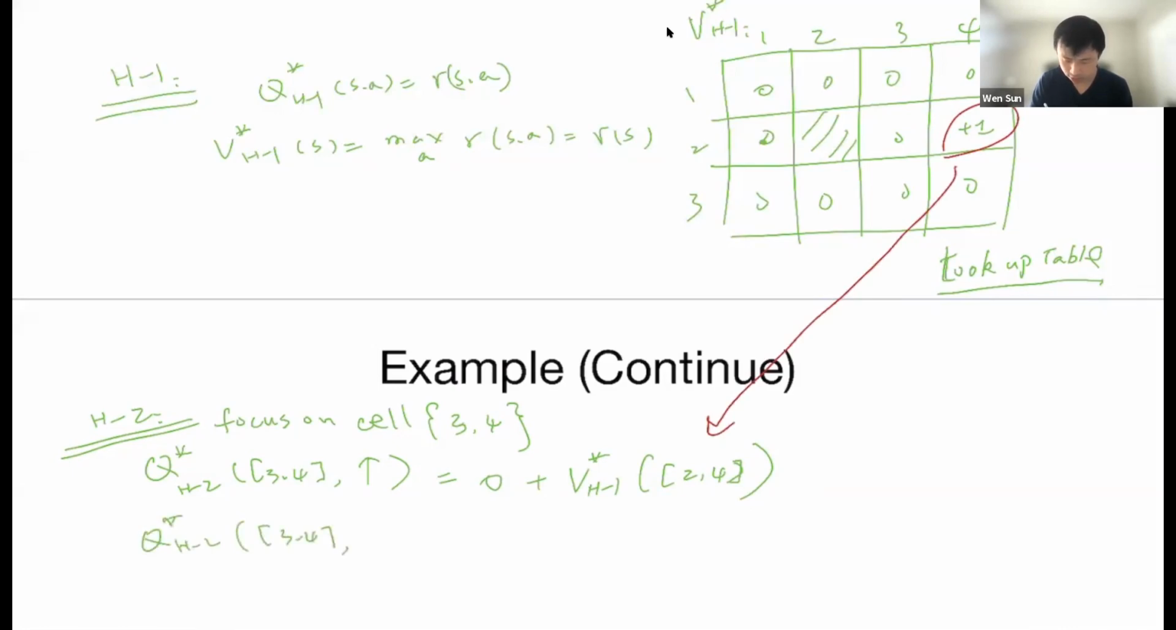So let's do the action that just does nothing. Remember, we have an action that can stay at the same cell. So this is again 0 plus V star H minus 1 of the same cell. And again, we just go to the previous table that we computed, look for this value and copy it here.